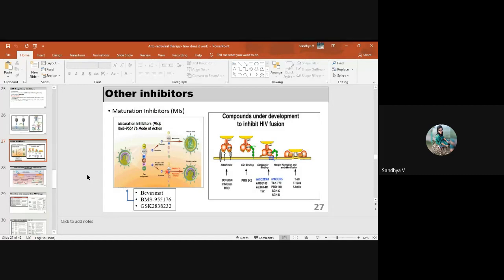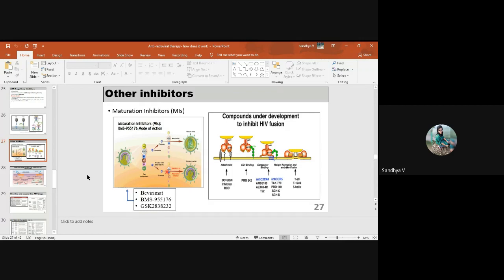And other compounds which will inhibit the HIV fusion. I already mentioned that for the virus to cross the mucosal barrier, it needs to encounter Langerhans cells, dendritic cells, or macrophages. There you can see it needs to interact with the DC-SIGN receptor. So there is an inhibitor called BCD. It will inhibit the attachment of HIV to other immune cells.